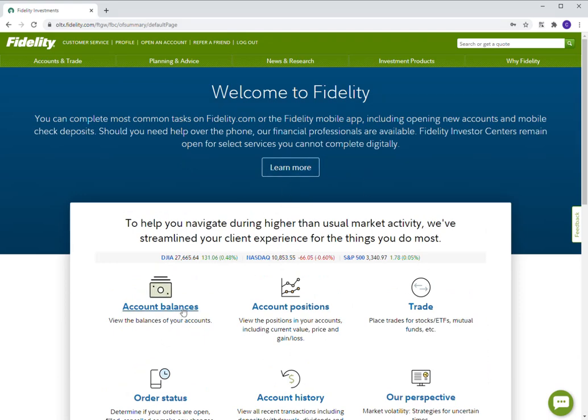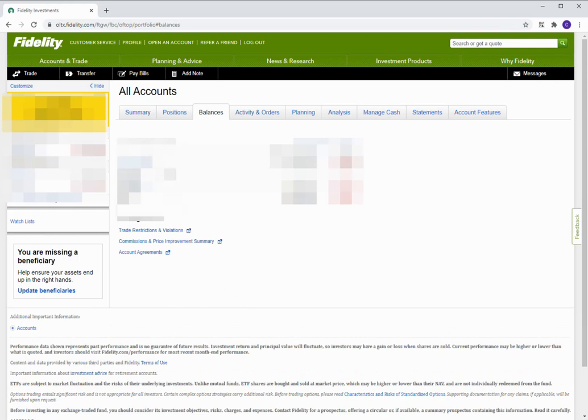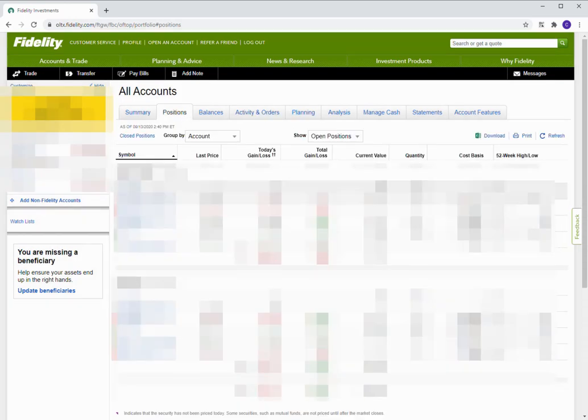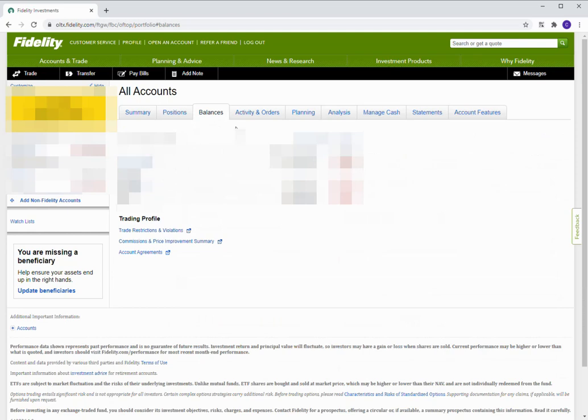For Fidelity, we'll click account balances, and then boom, this is really going to be our general homepage we work from. You'll see your total account balance on the top left, and you'll see the breakdown of each of your accounts. The more accounts you have, the longer it'll go down. And you'll see your main balances in the middle. You will note right up here these tabs: summary, positions. Positions just tells you your positions, how much money, how many shares of each individual thing that you have. The balances gives you the balances of all of those accounts.